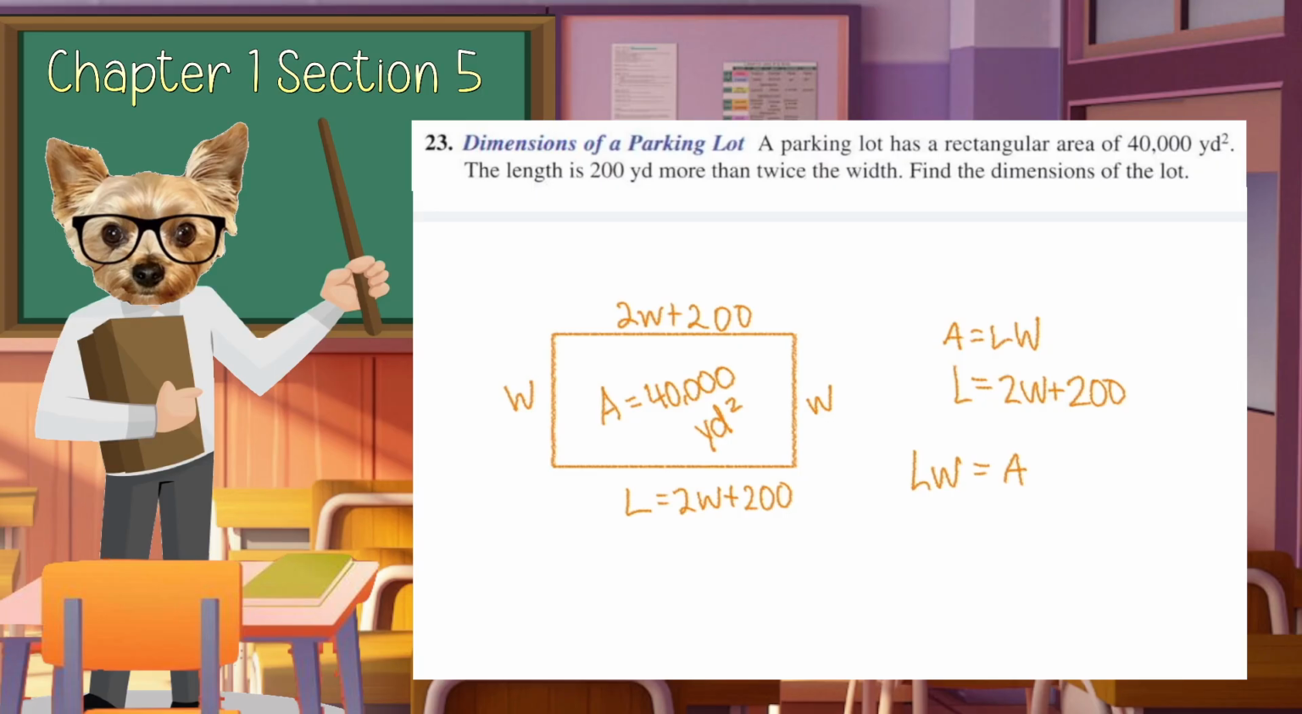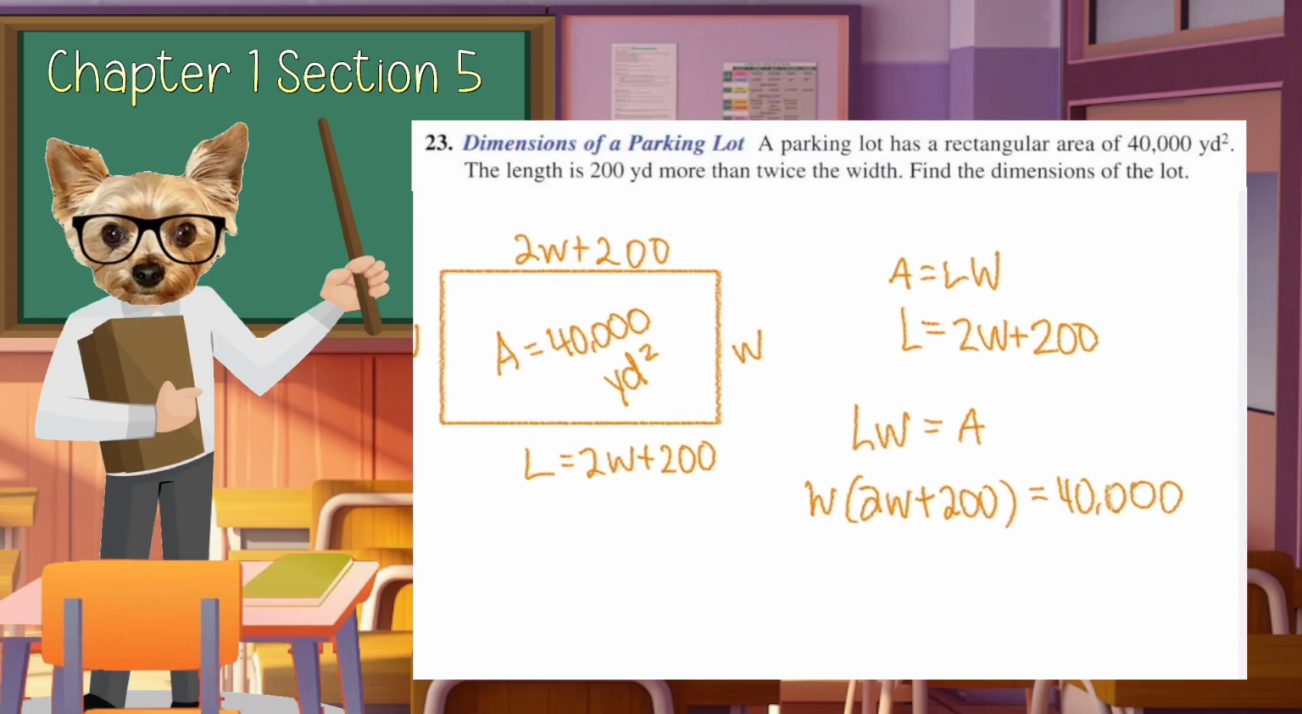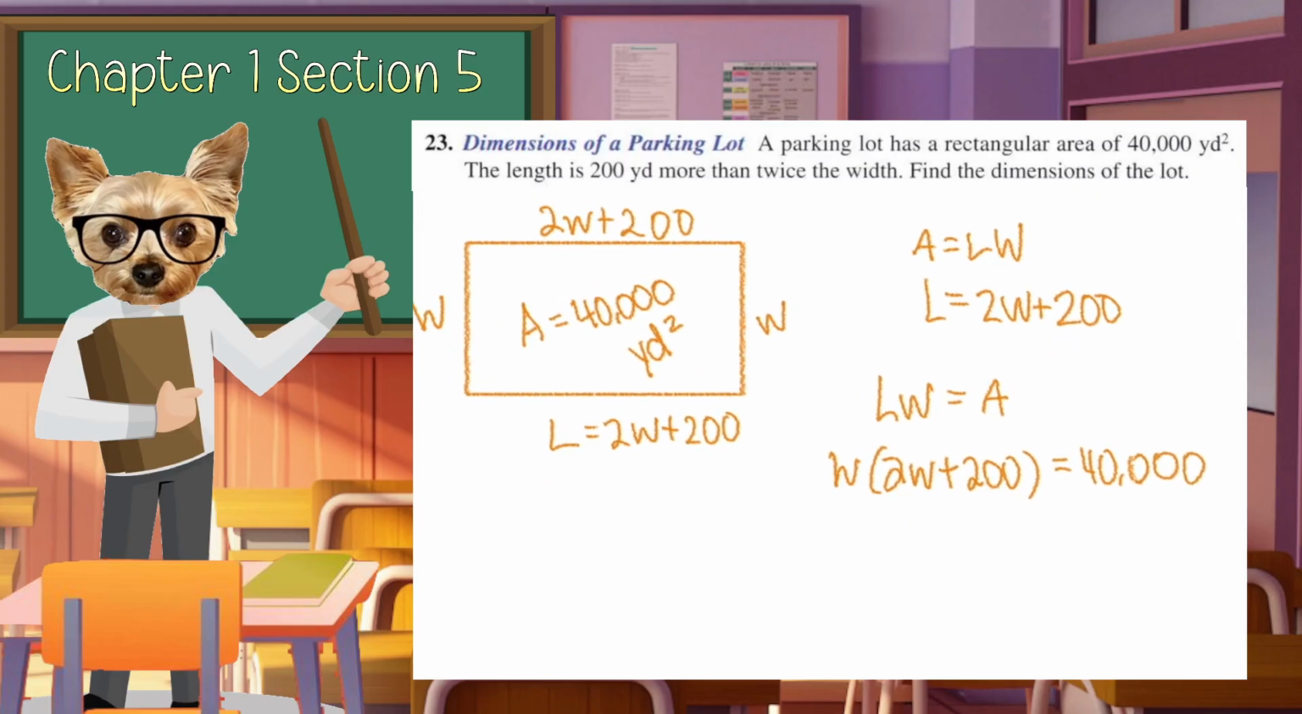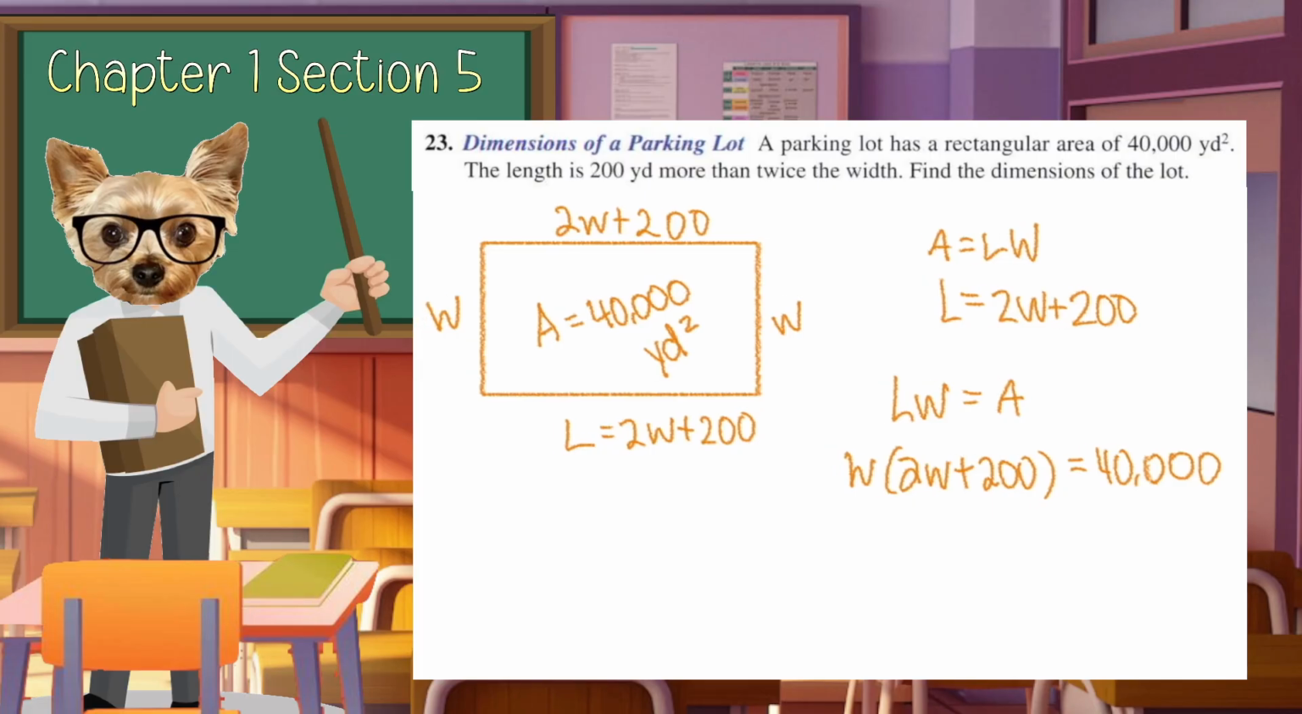But let's keep reading. The length is 200 more than twice the width. Find the dimensions of the lot. Boom, there it is. So area was 40,000, length times width. I'm just going to write it a little nicer. W times 2W plus, oops, not 400, 200 equals 40,000. Now, it's important also, they might talk about fencing around a parking lot and they might need perimeter. So always read carefully. Don't jump to conclusions.